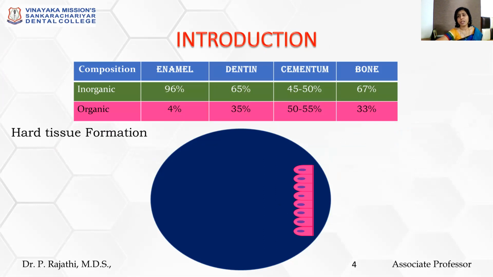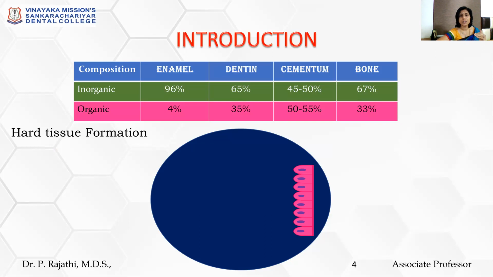So what is the difference between a hard tissue and a soft tissue? Hard tissue is different from the soft tissue by its inorganic component. So hard tissue is hard because of the inorganic component that is present in the hard tissue. The inorganic component varies in each type of hard tissue. So how is the hard tissue formed?